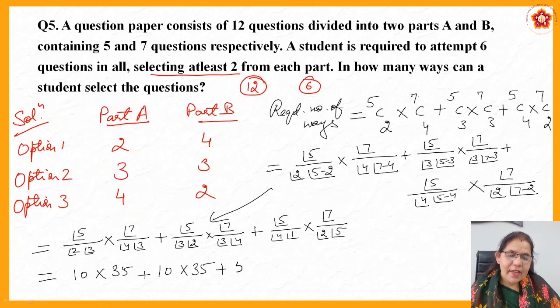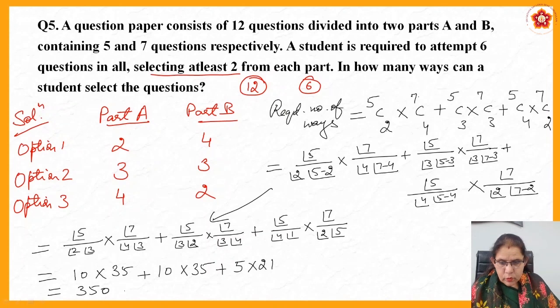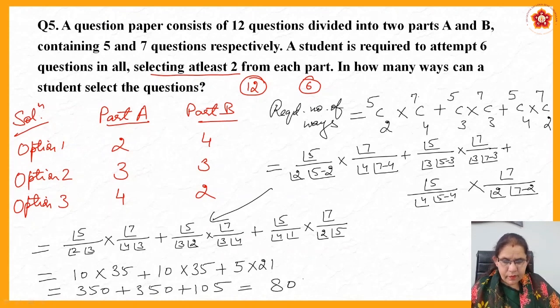Here we have factorial 5 upon factorial 4, which will be 5. And factorial 7 upon factorial 2 into factorial 5. It will be written as 7 into 6 into factorial 5. 7 6 are 42. 42 divided by 2 is 21. So find the answer. 350 plus 350 plus 105. So we will get 805.